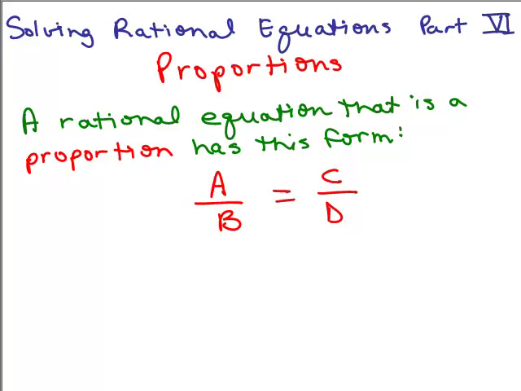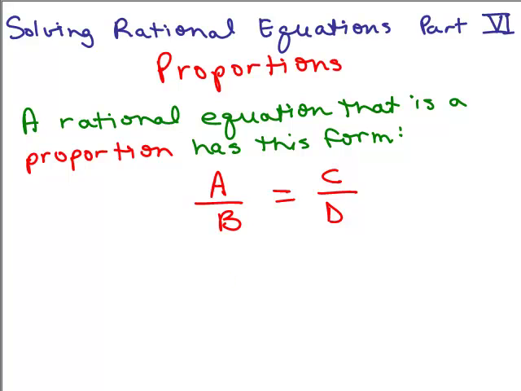This is part 6 of solving rational equations. Remember, a rational equation is an equation that has some fractions. And we're going to start working with proportions. So a rational equation that is a proportion has this form: A over B equals C over D. In other words, it's just one fraction is equal to another fraction.